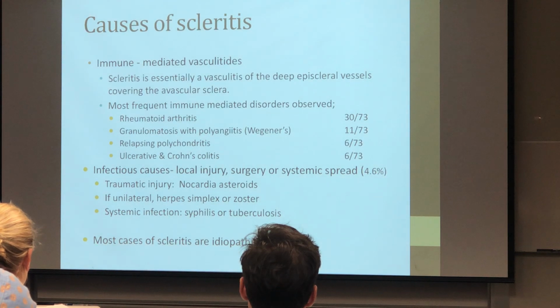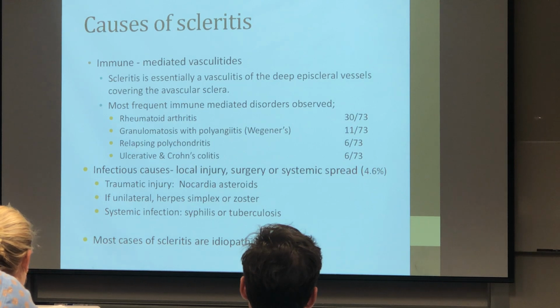Causes of scleritis are two main things: immune-mediated and infectious. I listed here, from an old report, a series of 73 cases of scleritis. You can see the most common systemic condition associated with scleritis is rheumatoid arthritis, then Wegener's, and further down, relapsing polychondritis and ulcerative colitis. And the rest were not worth adding to the list here.